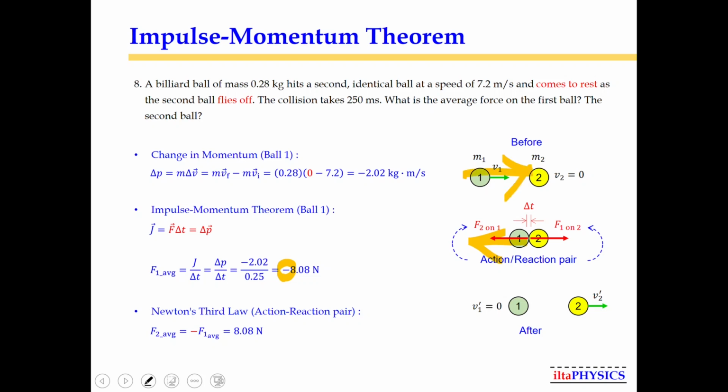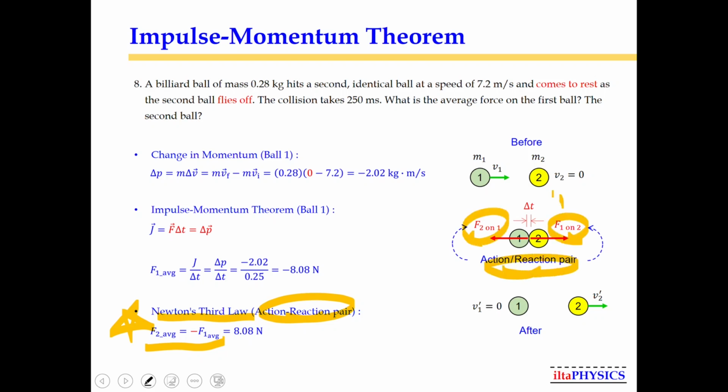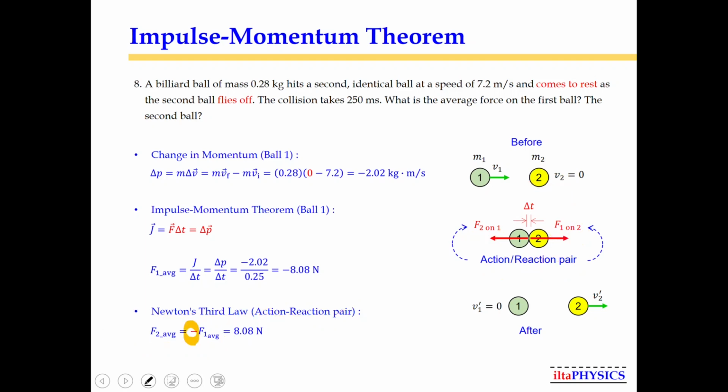So, what is the average force exerted on the second ball? We can easily solve this by looking at the moment of collision through Newton's third law. According to the law of action and reaction, the force exerted on the second ball is exactly equal in magnitude but opposite in direction to the force exerted on the first ball. The minus sign here again shows that the two forces are in opposite directions. Therefore, the average force on the second ball is the same magnitude but in the opposite direction, 8.08 newtons.